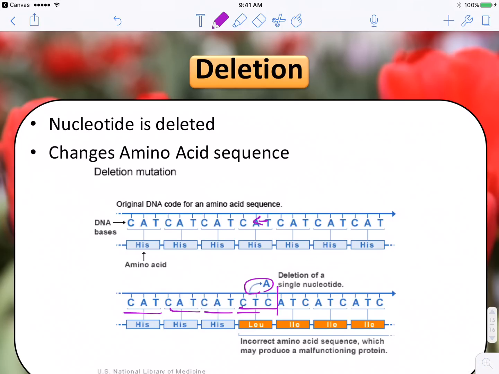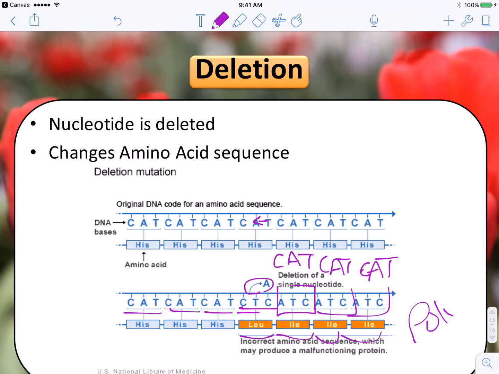The next one will say ATC, and so will the next one and the next one. But instead of CAT, CAT, CAT, you have different codons, and thus you have different amino acids, making a different polypeptide chain.